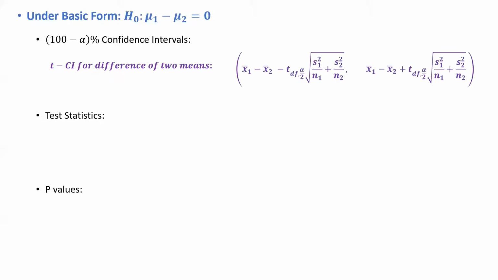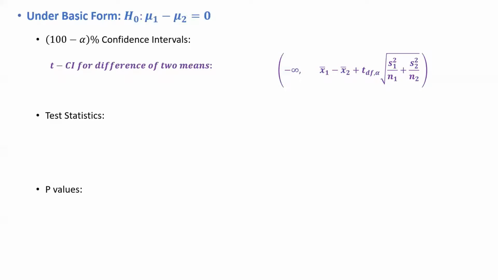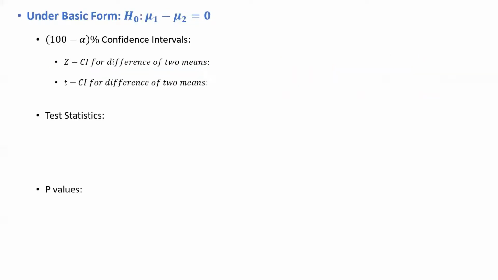Here is the equation for the two-sided T confidence interval. Once again, you do not have to remember this equation either, since the calculator has an inbuilt function for the T confidence interval as well. Here is the equation for the lower T confidence interval, and here is the equation for the upper T confidence interval. Alright, we are done with the confidence interval method.